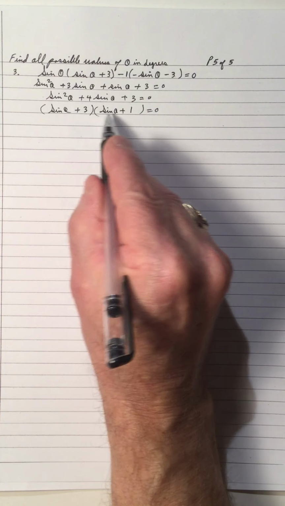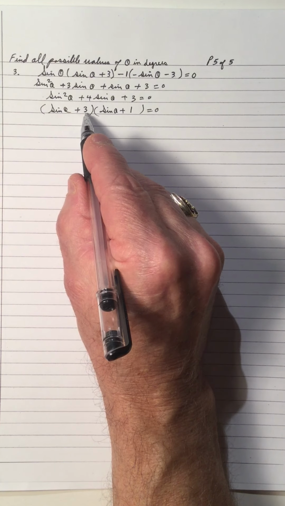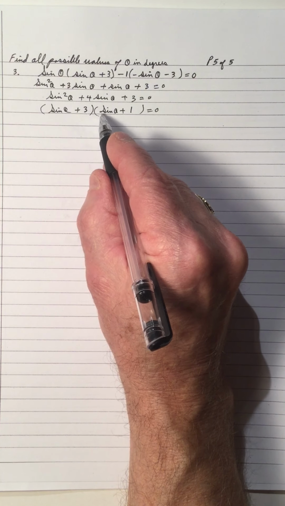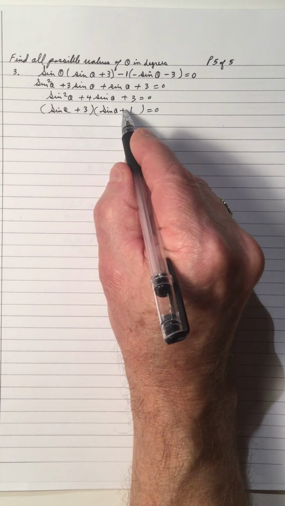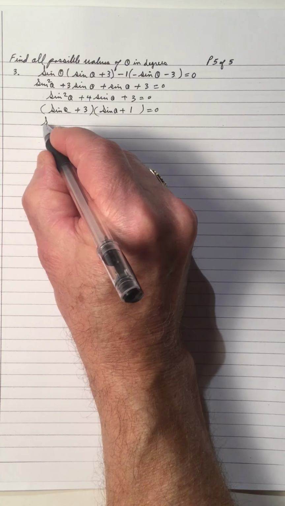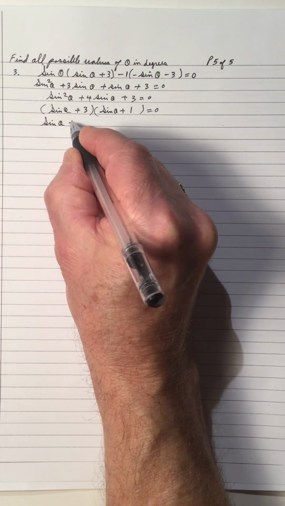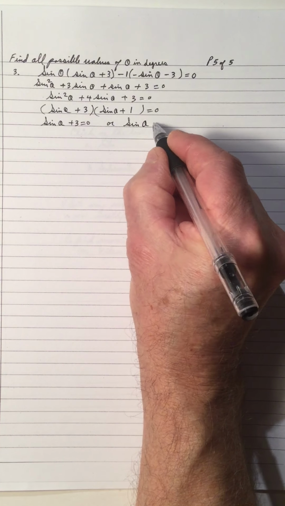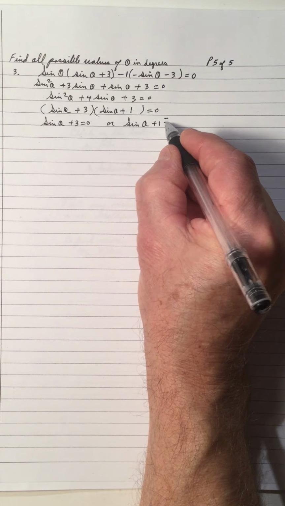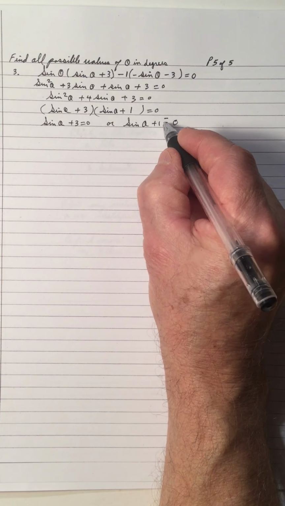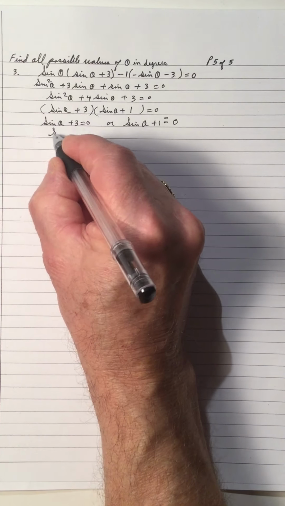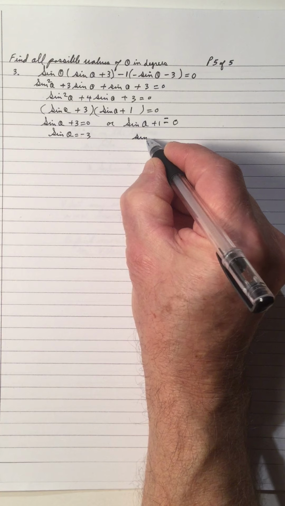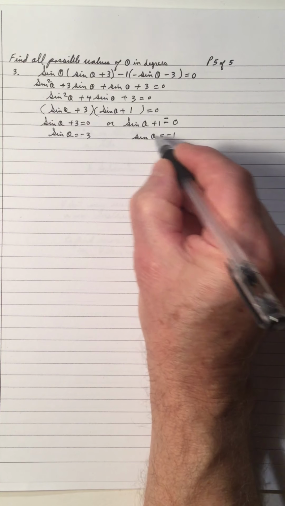Again, multiply sine squared. Multiply 3 times 1, 3. Outside, 1 sine. Inside, 3 sine. 1 sine, 3 sine is 4. So it's 2 factors. Sine theta plus 3 equals 0, or sine theta plus 1 equals 0. So that means sine theta equals negative 3 and sine theta equals negative 1.